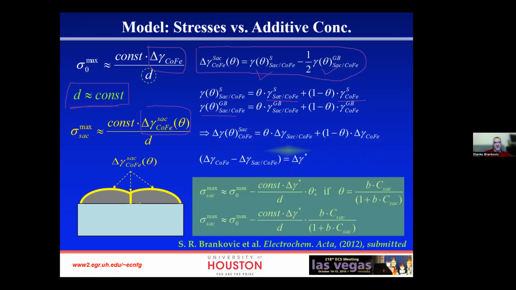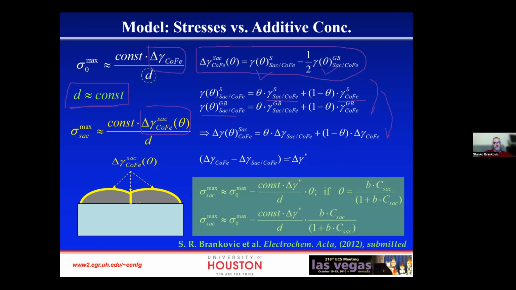If you do some algebra from these two expressions, you can find out that you can write delta gamma as a function of the coverage of the saccharin, which is the driving force now for grain zipping in the presence of the additive on the surface, as the linear combination, using a mean field approach, of a theta term, which is the coverage term, times the delta gamma, which is the driving force for zipping in a case where the whole surface is covered by the additives, plus 1 minus theta times the driving force for the grain zipping when the surface is not covered with the additives at all. Okay.